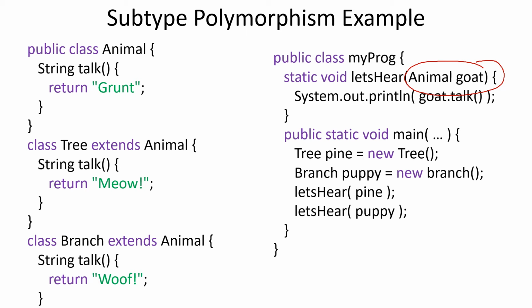Well, which one is it going to use? If you pass it a tree object, then it will use the tree method, and the tree method prints meow. When you pass it the puppy object, which is a branch, it will use the branch method, which prints woof. So dynamically at runtime, Java has to decide which of the methods to call. It could call the animal talk method, the tree talk method, or the branch talk method. It uses the one based on the particular animal involved, or excuse me, the particular class involved.